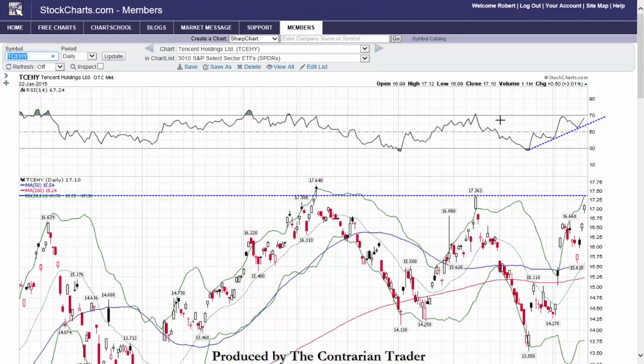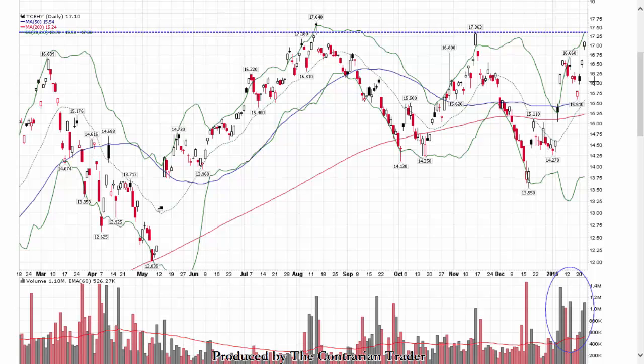TCEHY, Tencent Holdings. Come on, you guys. Tencent Holdings, I love this name. Sounds like a rap star. I don't know what they do. It's an OTC stock, just be forewarned. The stock is definitely getting squeezed.